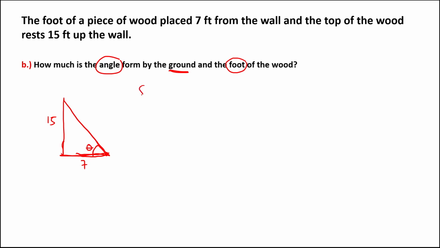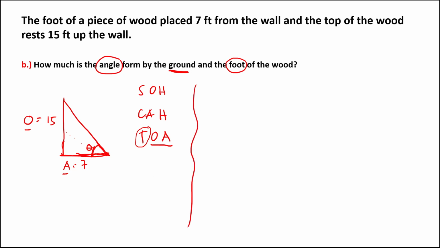So using this mnemonic, SOH CAH TOA, from this reference angle, this side is the opposite and this side is the adjacent. So from the given opposite and adjacent, therefore we're going to use the tangent function.